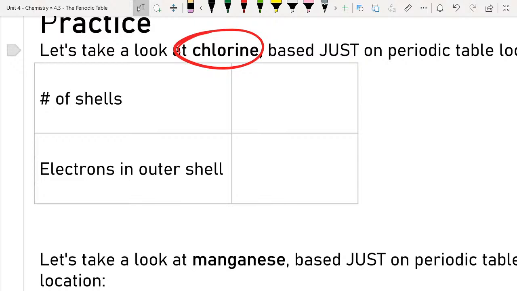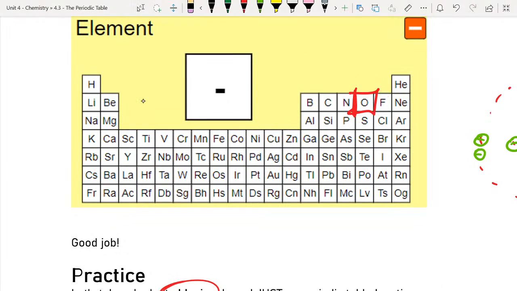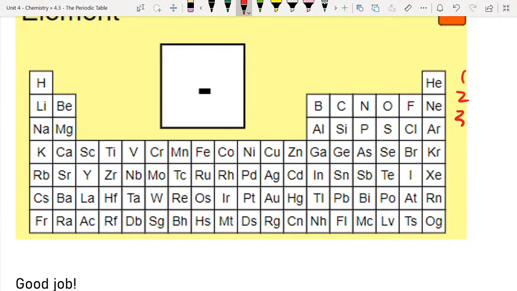All right, so let's talk about chlorine. First and foremost, what's the symbol for chlorine? All right, Cl. So let's take a look. Where on here am I finding Cl? Third row, first row, second row. It's somewhere in this row. All right, and oh, I see it. So there's chlorine. Where do we find chlorine? Third row. What does the fact that it's in the third row tell me? It's got 3 shells. Okay, good.